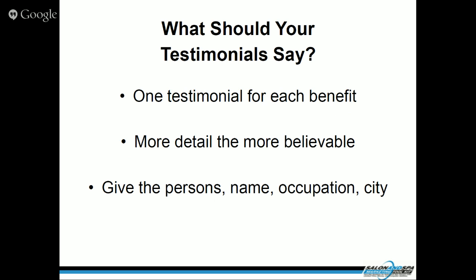So what should your testimonials say? For example, if one of your specialties is color, you should have one about that. If another is a specific kind of cut, you should have one on that. And the more detail you have in that testimonial, the more believable it is. And to make it credible, you need to have the person's name and their occupation and their city in there. If you just put Jane Doe at the bottom, nobody's going to believe it's real. So make it real, get real ones, and get the person's name, their occupation, and their city on the bottom.